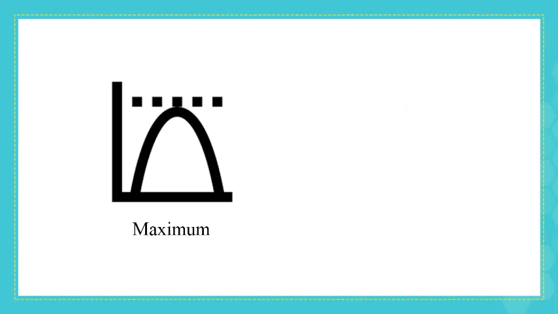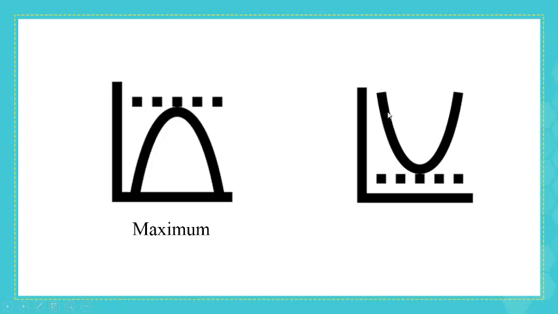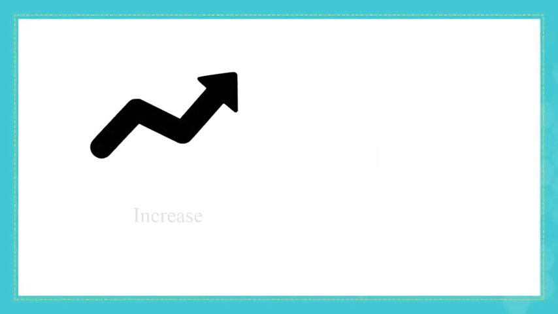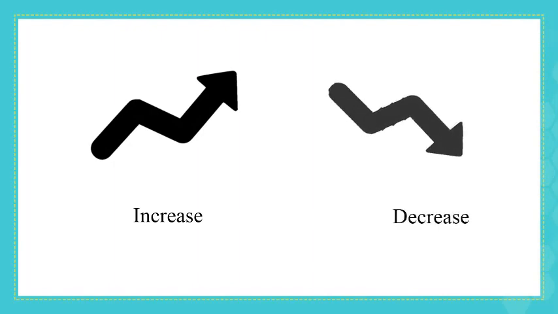Maximum. When we have increase then decrease like the mountain, we say maximum. While when we have decrease then increase, we have minimum. This is the maximum point and this is the minimum point. To continue the basic rules of analyzing a graph, we should distinguish between increase and decrease to indicate the variation in each graph. Increase going up, decrease going down.